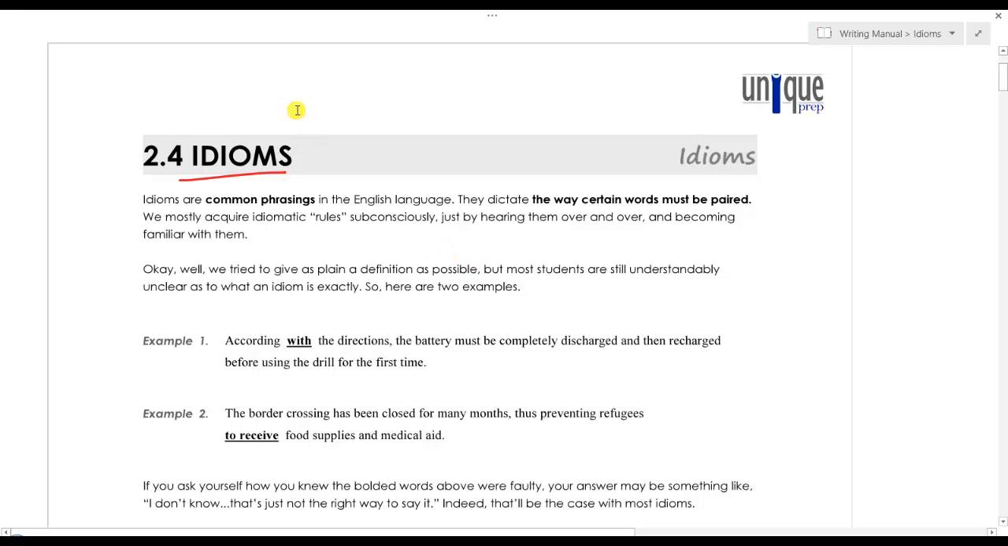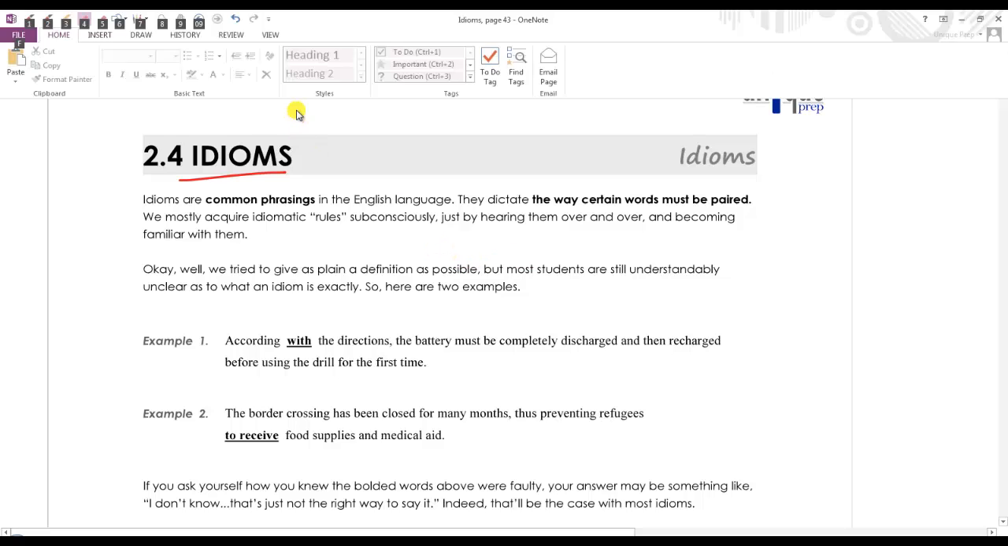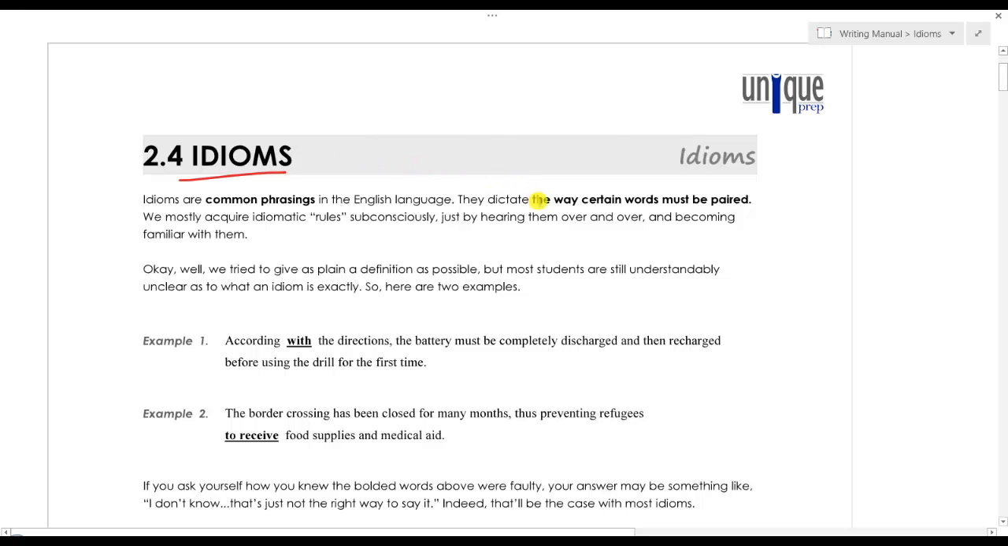Idioms, as it says right here, you might want to highlight this, dictate the way that certain words have to be paired. They are common phrasings. I'm going to give you an example of an idiom in English. I will preface this by saying these are not really the idioms that will be tested on the SAT, but for instance, something like get in shape.